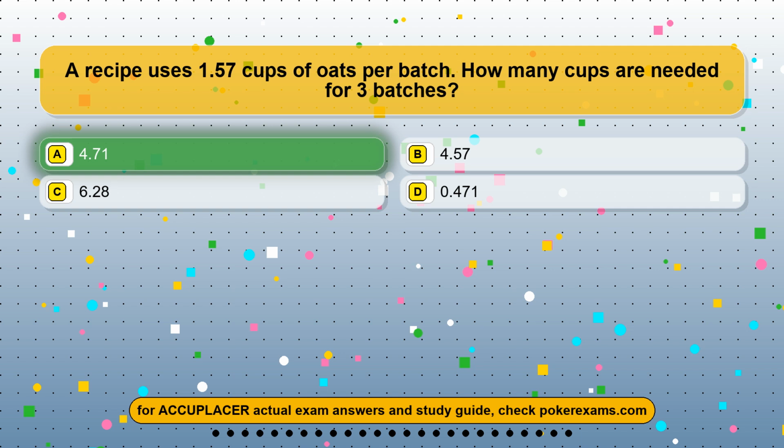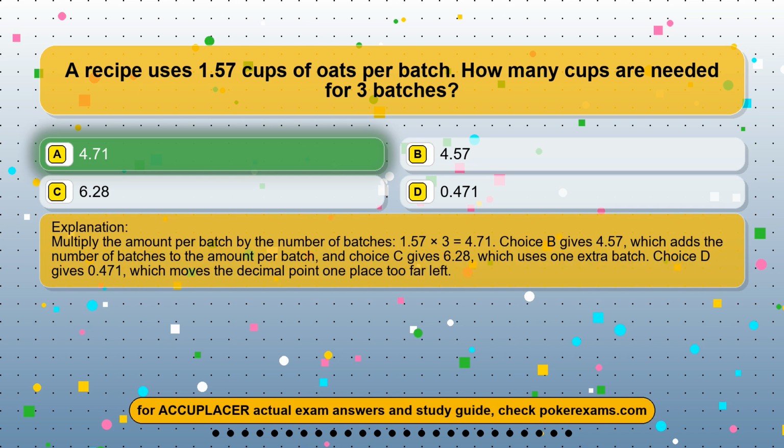The correct answer is option A, 4.71. Multiply the amount per batch by the number of batches. 1.57 times 3 equals 4.71. Choice B gives 4.57, which adds the number of batches to the amount per batch, and choice C gives 6.28, which uses one extra batch. Choice D gives 0.471, which moves the decimal point one place too far left.